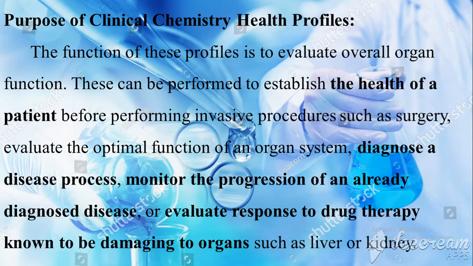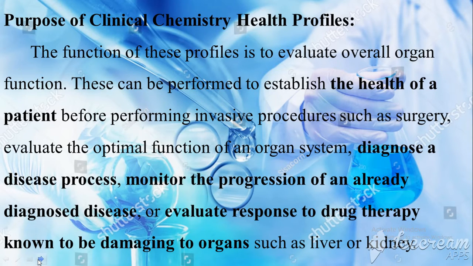We should put the blood on the wall of the tube to prevent breaking the cell. The purpose of chemistry profile sometimes is to evaluate overall organ function. Sometimes we use it to evaluate the health of the patient before a procedure such as surgery, or sometimes we use it to evaluate the optimal function of the organ system.